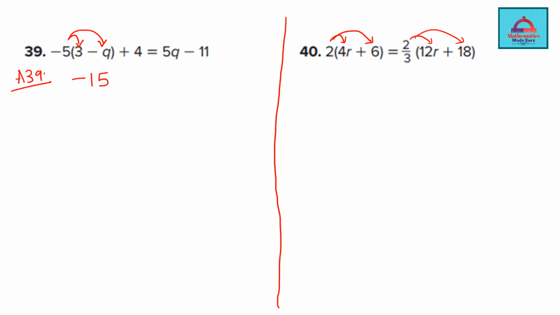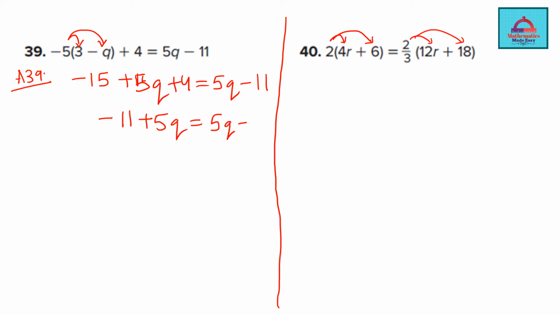Minus 15 plus 5q plus 4 equal to 5q minus 11. This is minus 11 plus 5q is equal to 5q minus 11. Now this can be written as 5q minus 11 equal to 5q minus 11. So both sides are equal. That means 0 is equal to 0.